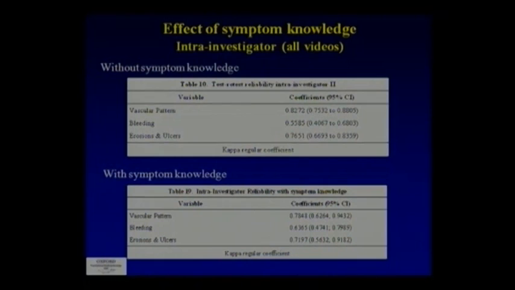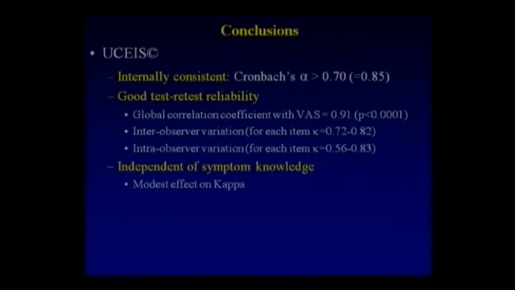Otherwise, what's the point of doing endoscopy? In fact, knowledge of symptoms, with or without it, has very little impact, which suggests that it's doing something different. And so the UCEIS is internally consistent. I've not gone into Cronbach's alpha, that wonderful term, which is a statistical measure of internal consistency.